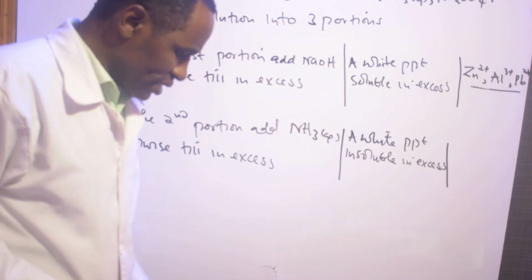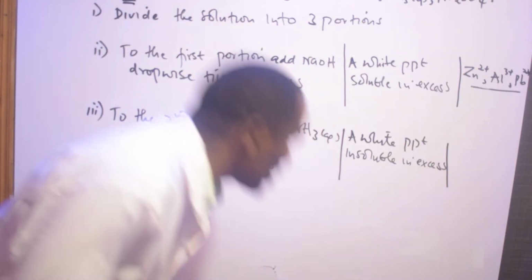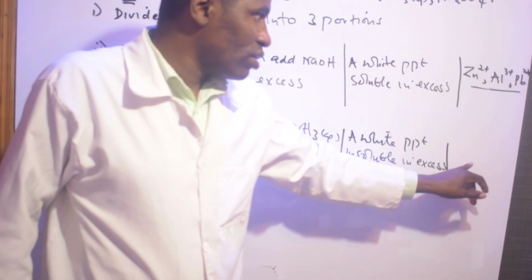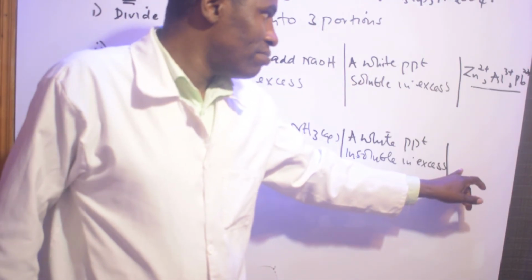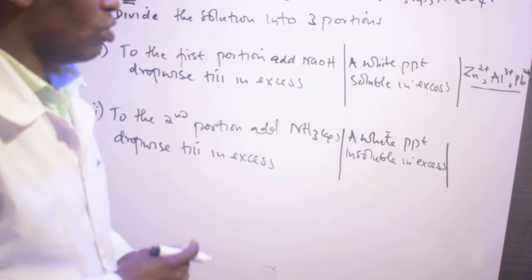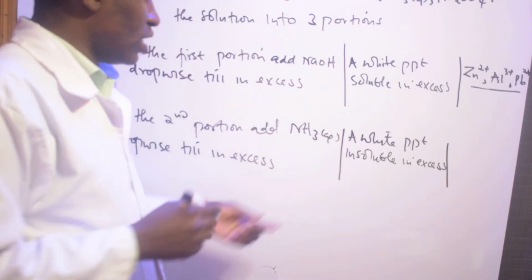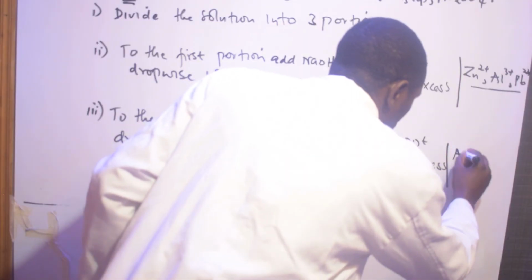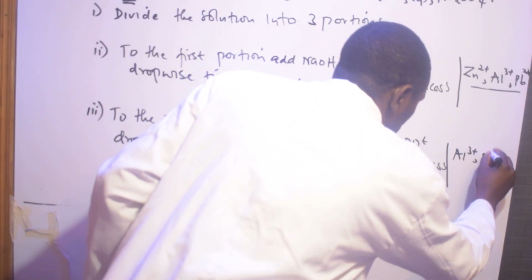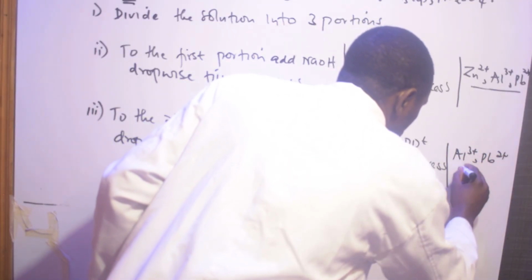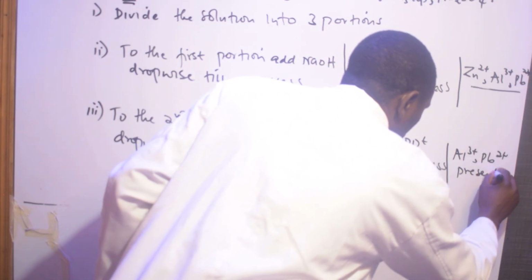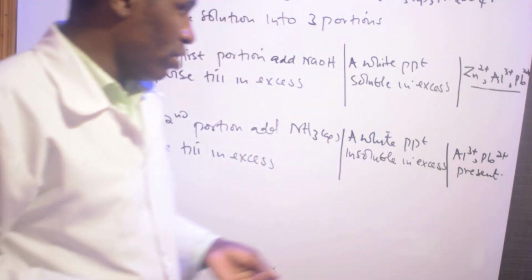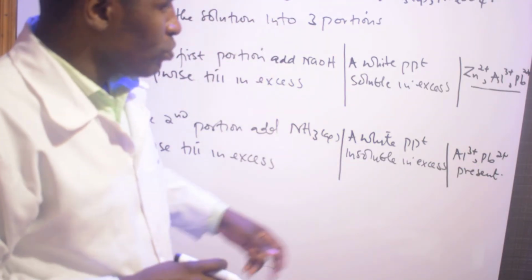Therefore, when you're analyzing such a thing, you cannot come and mention magnesium ions and the like. Because we're supposed to put either magnesium, aluminium, or lead, you'll only put aluminium ions or lead ions present. Remember, this is normally our marking point.